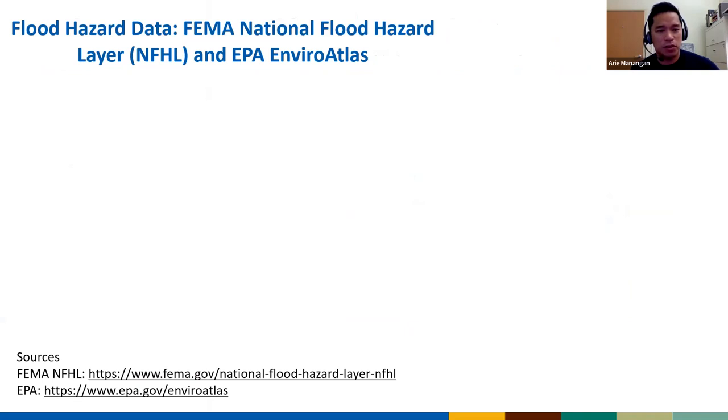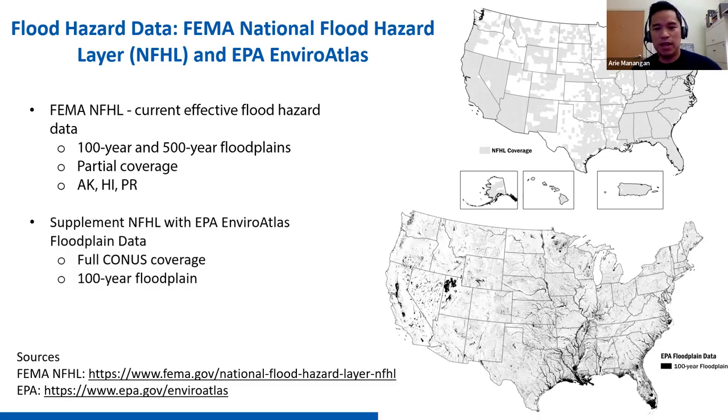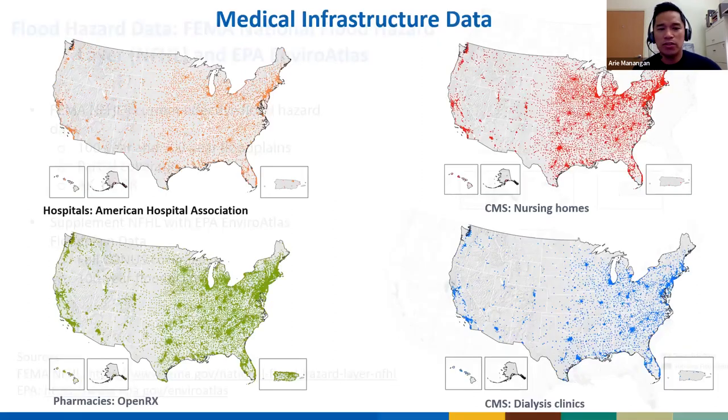To characterize flood risk, we used data collected by FEMA, who delineates the 100-year and the 500-year floodplain. When there was no data available from FEMA, we used modeled floodplain data from EPA. The EPA data is shown here on this bottom map. We assessed flood risk for hospitals, nursing homes, pharmacies, and dialysis clinics.